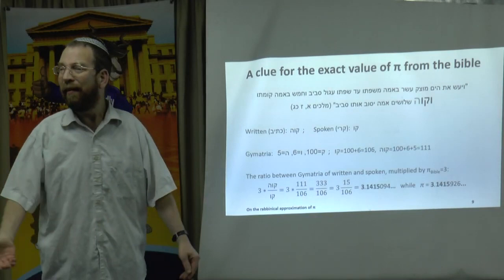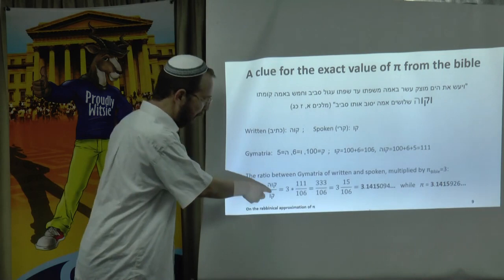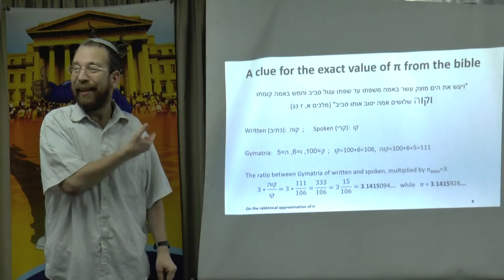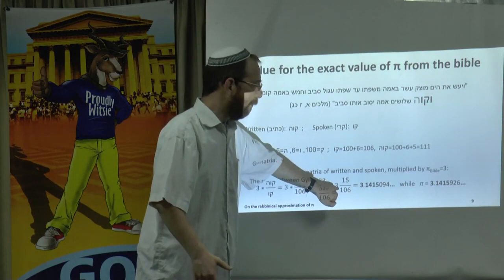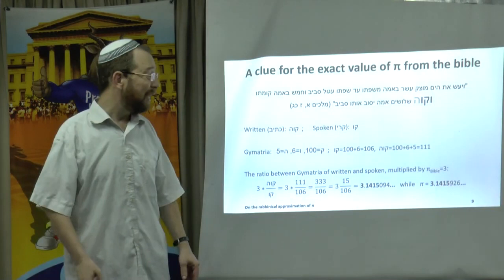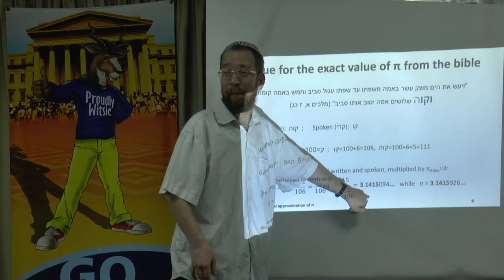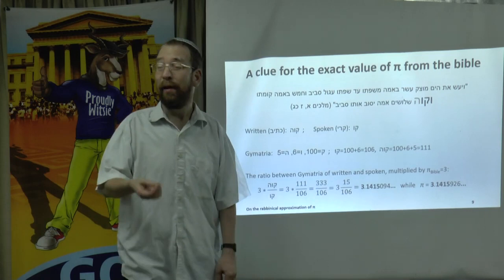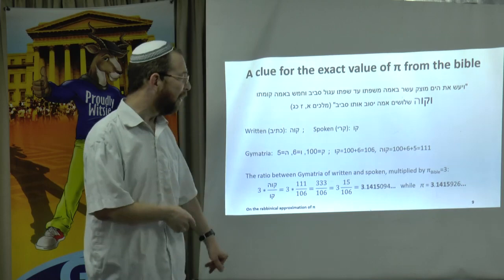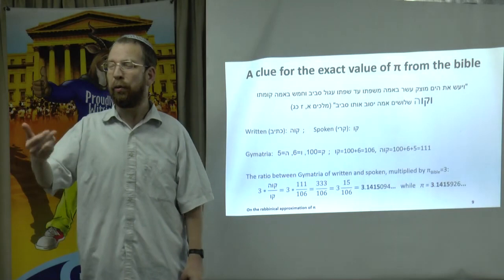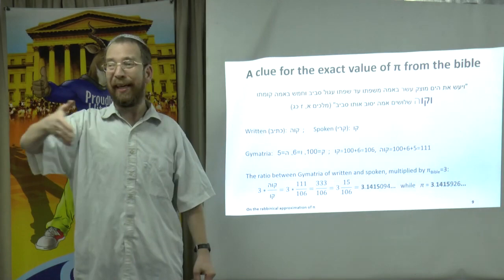Now, when we compute this relation, and we multiply it by 3, which is mentioned in the verse, we get the number 333 over 106, which is accurate to four digits after the point of pi, which means that we have a really good approximation using this clue. Moreover, this is the third continued fraction approximation of pi when you present pi as a continued fraction.